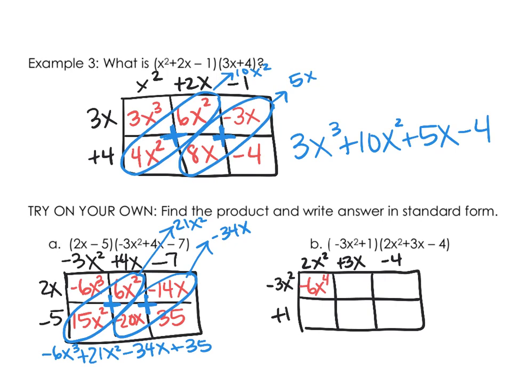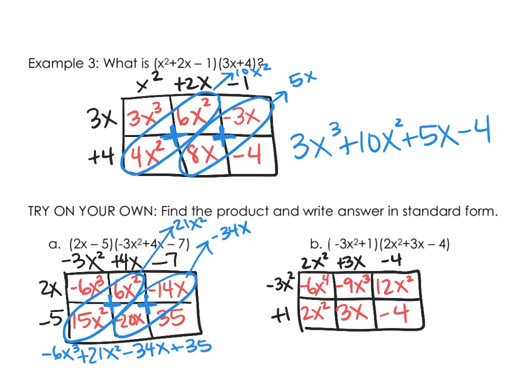3x times a negative 3x squared is going to be negative 9x to the 3rd. Negative 3x squared times a negative 4 is positive 12x squared. 1 times 2x squared is a 2x squared. 3x times 1 is 3x. And negative 4 times 1 is negative 4.